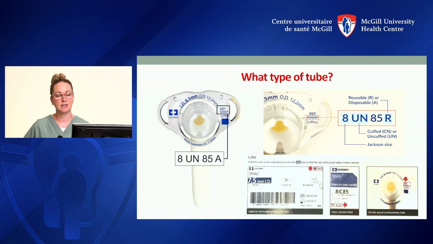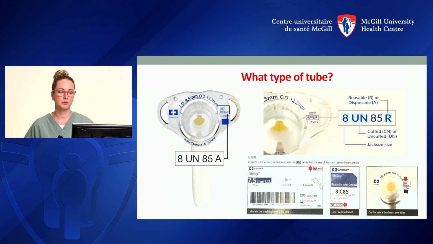The next numbers you'll see are 8.5, some have 7.5. That's basically the inner diameter of the outer cannula. Not a number you need to focus on so much. It's really the first number, the 8 that I mentioned, that you will need to really understand because that's the inner cannula that will fit. And finally, the last letter is R for reusable. And if it's a disposable tracheostomy tube, it will end in A or H. So this is all displayed on the tracheostomy plate.